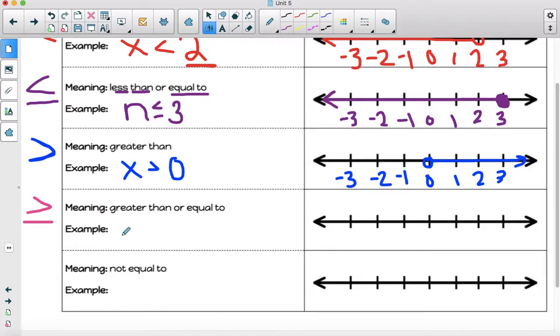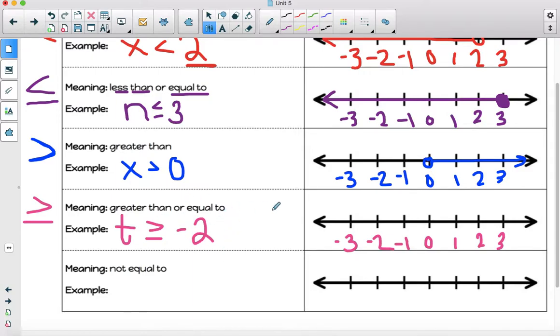So let's come up with a variable. This time I'll use the letter T. And let's say T is greater than or equal to, we could write -2. Again, I don't know what T equals, but I do know that it's either greater than or equal to -2. So when we graph this, we're going to label our number line. Sorry, I feel like I should have filled these in for you. This is kind of tedious work here.